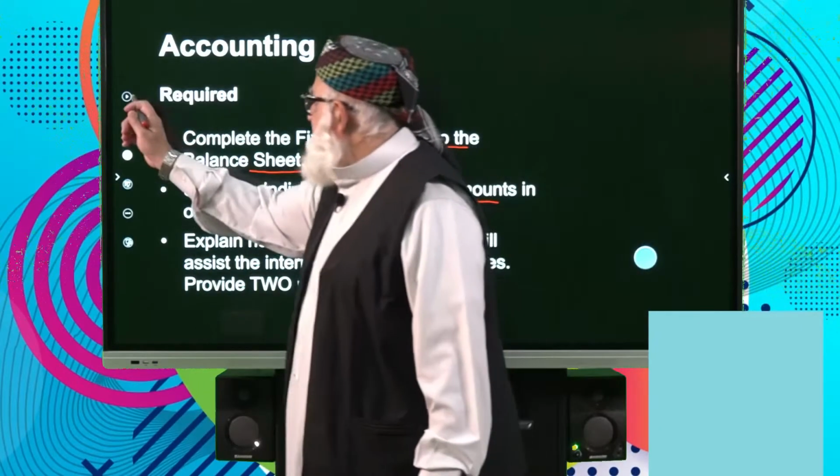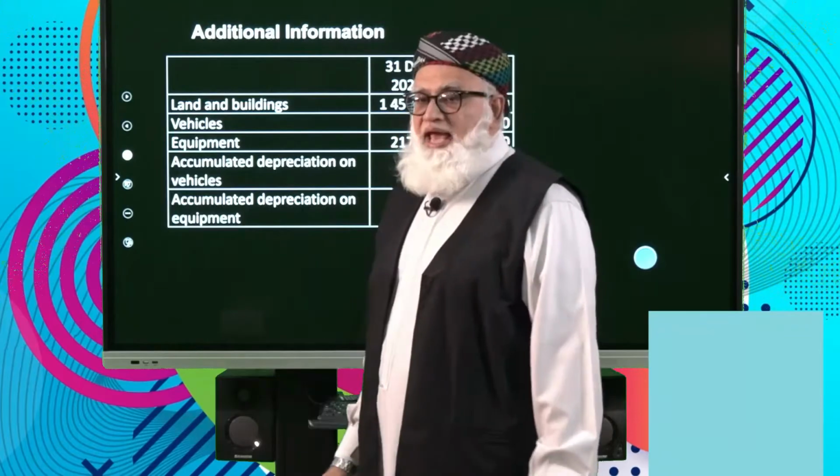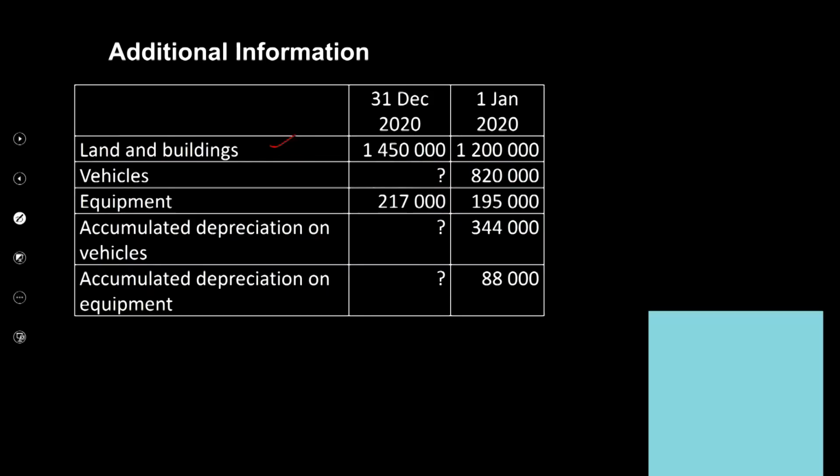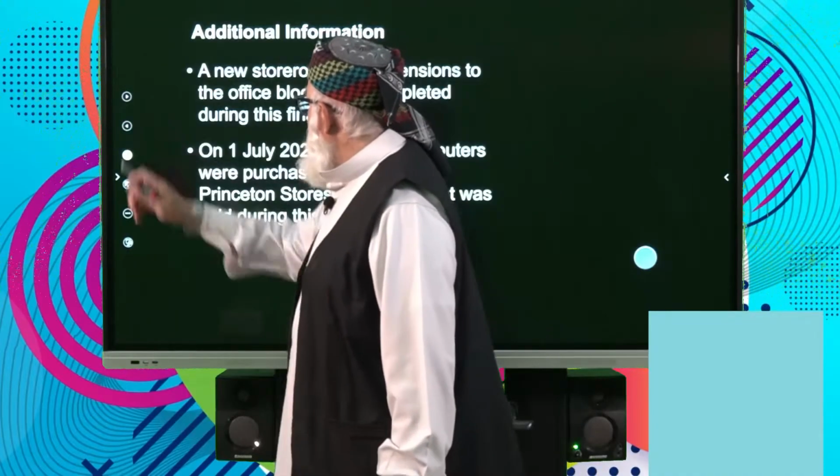Now let's start with the question. What do we have here? We have land and buildings, vehicles, equipment, accumulated depreciation on vehicles and accumulated depreciation on equipment. So that's the information that we have. Obviously we're going to be using this information to do what is required of us.